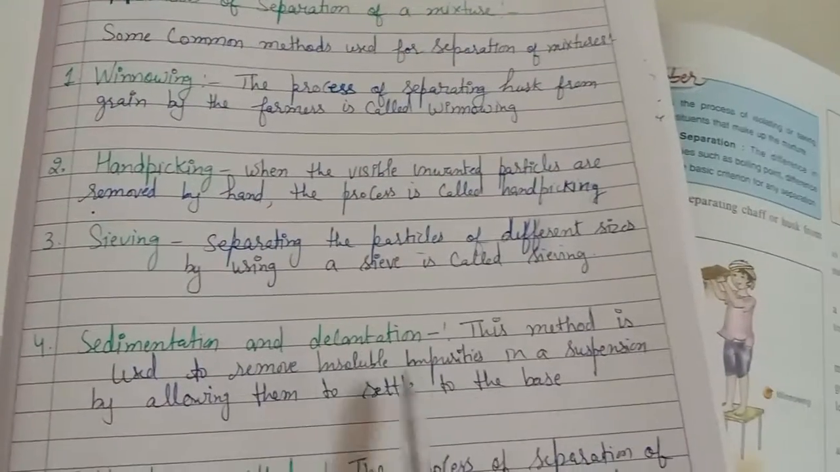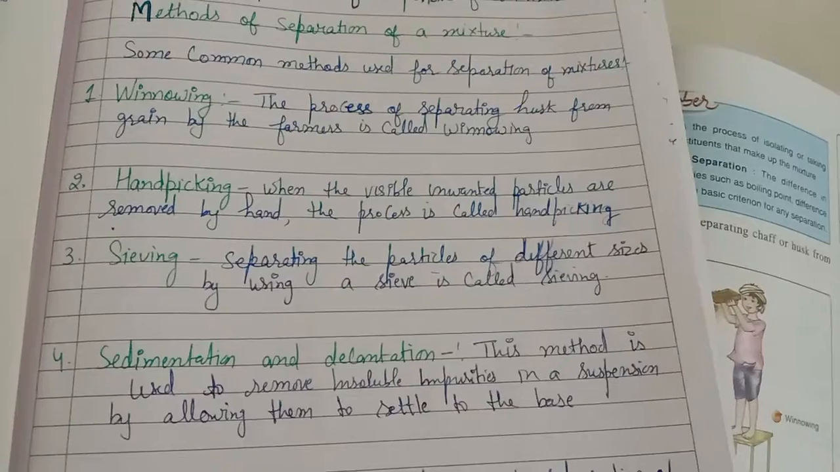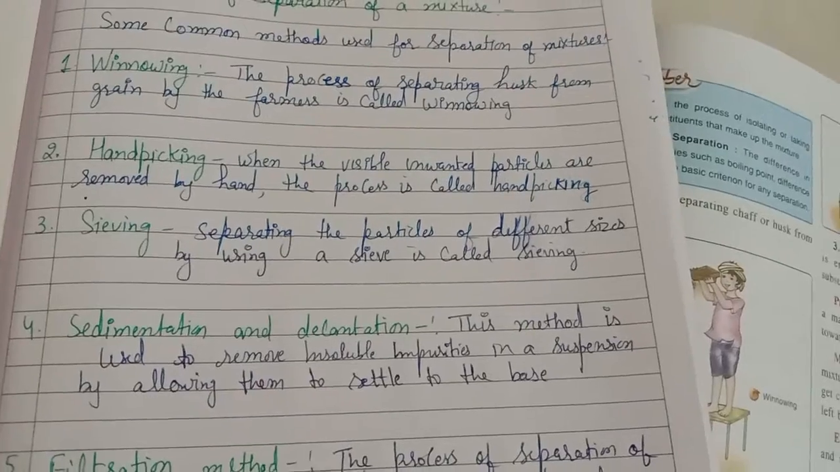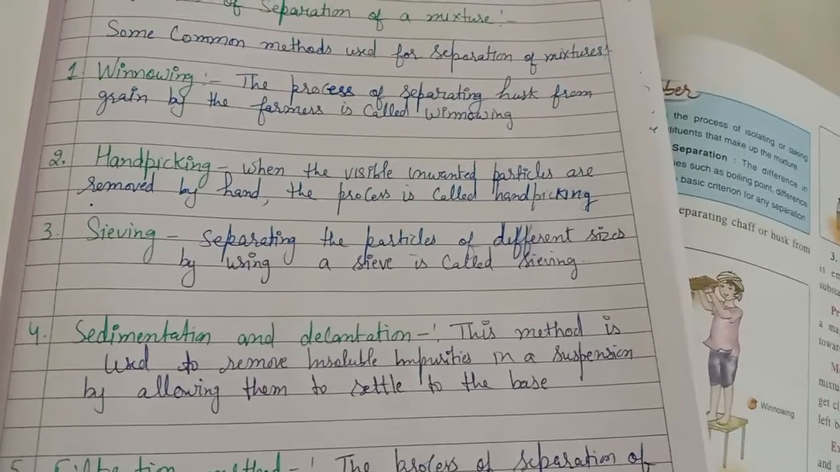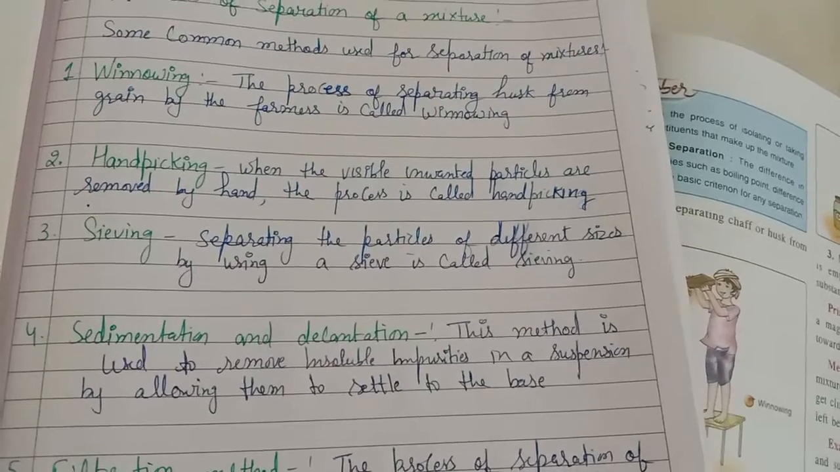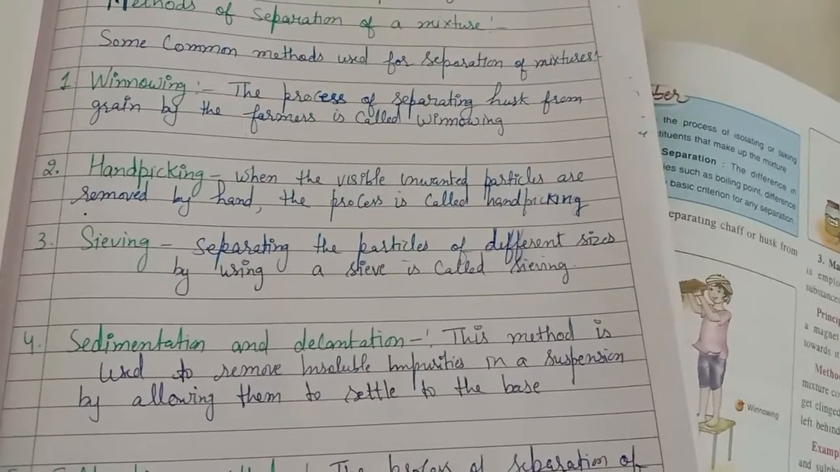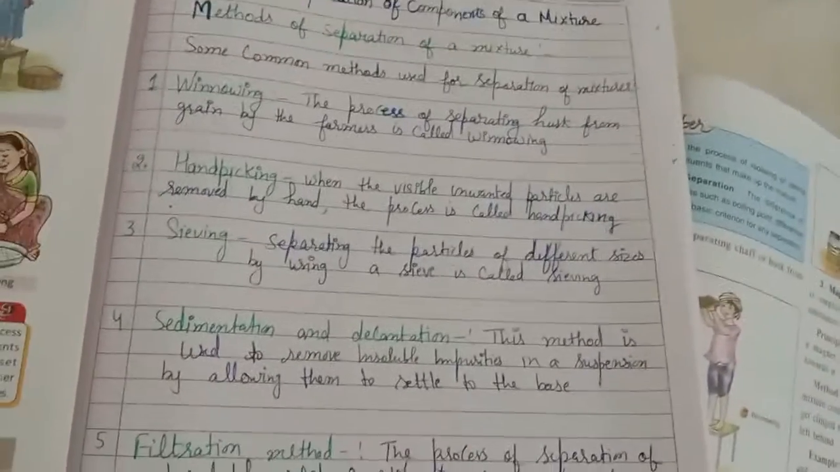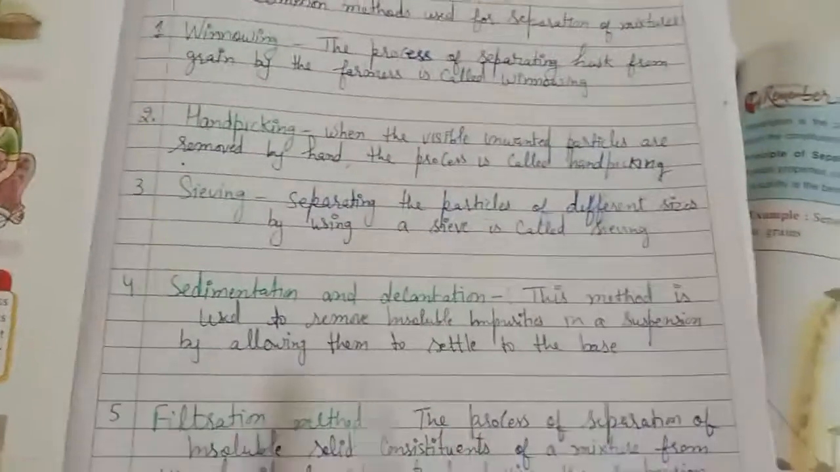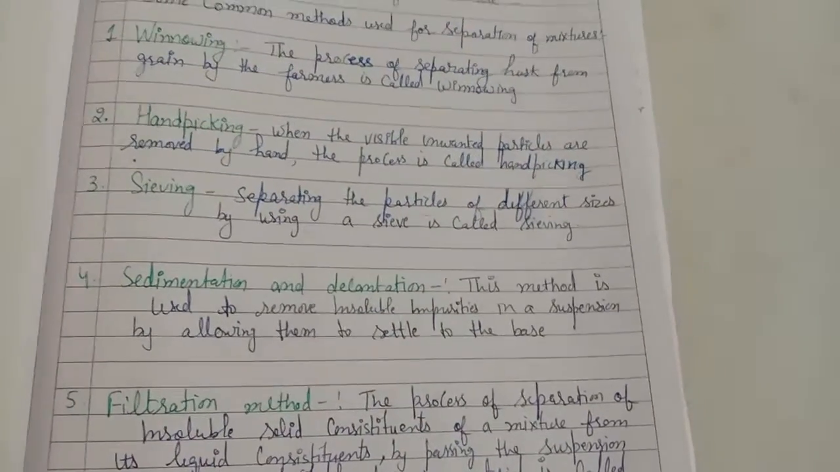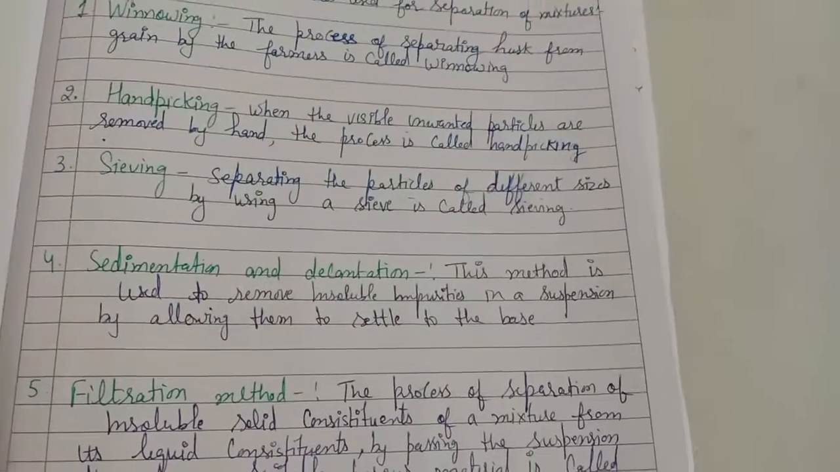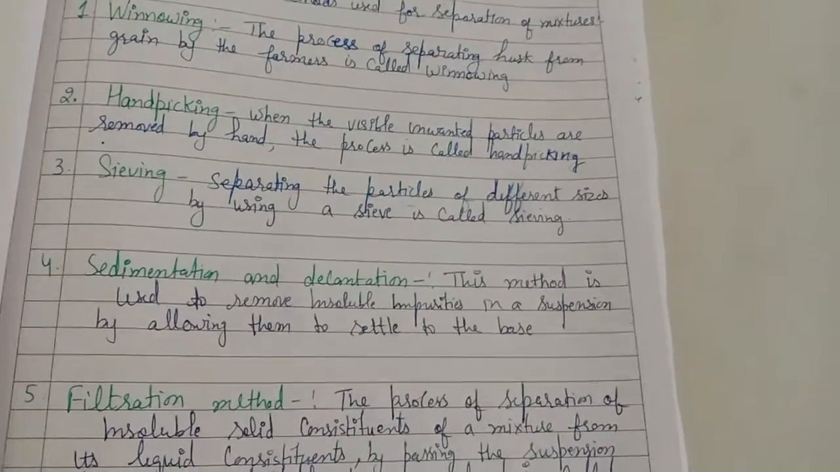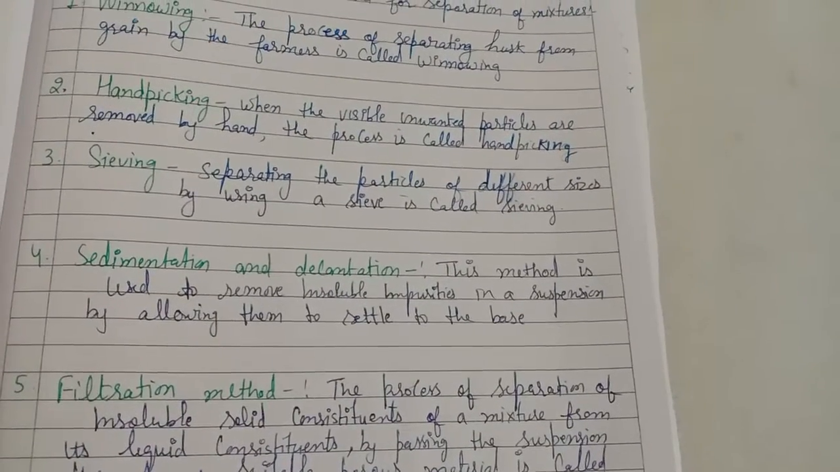The next one is the sedimentation and decantation method. Sedimentation is used to remove insoluble impurities in a suspension by allowing them to settle at the base. Suppose we have insoluble impurities, we can allow them to settle, and then we can easily remove them by this method.